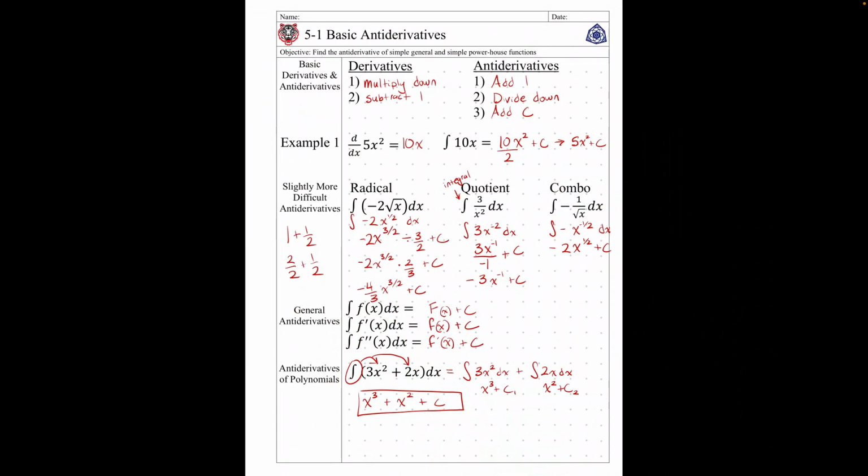Cool. So our objective was to look at general house, look at powerhouse, and take their antiderivatives. How do you feel with that objective today? I'm just a 5. A 4 and a 5. All right, nice.